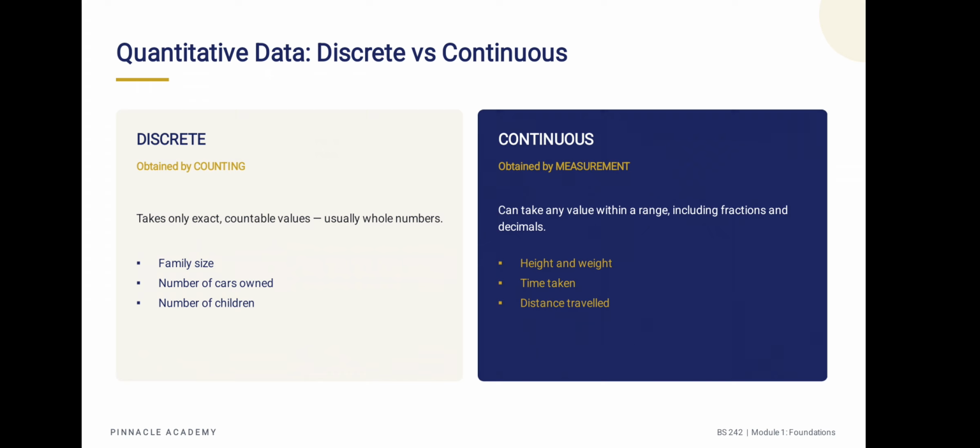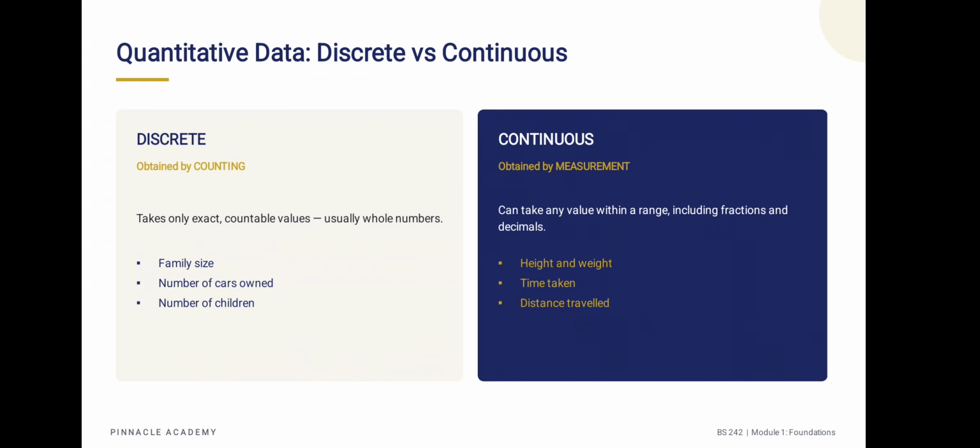Now we have continuous data. Continuous data is data that can take any value within a given range, and you obtain it by measurement, not counting. Height is a classic example of continuous data. A person isn't just 165 centimeters or 166 centimeters tall. They could be 165.3 or 165.37, or any value in between, limited only by how precise your measuring instrument is.